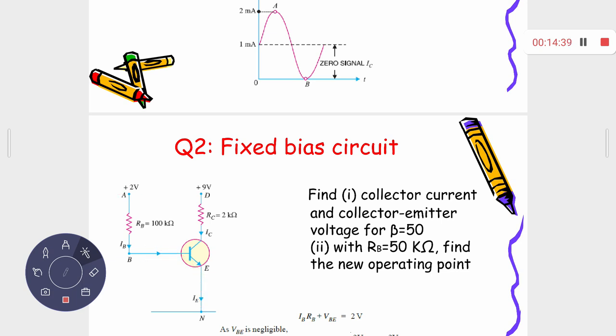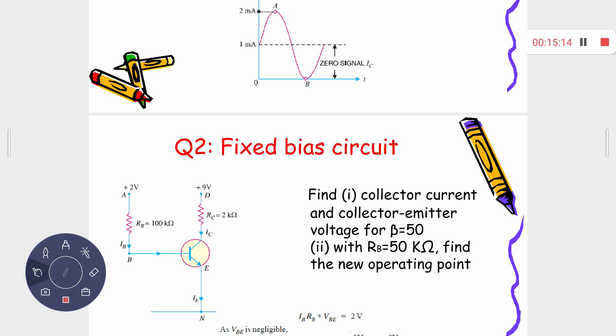So with 2 volts, what you can write there is VBB is equal to VBE plus IB times RB, right? So here you have 2 volt, VBE 0.7. So 2 minus 0.7, that is 1.3 volt. 1.3 volt upon 100 kilo ohms. 30 microampere. Okay, let it be 30 microampere.